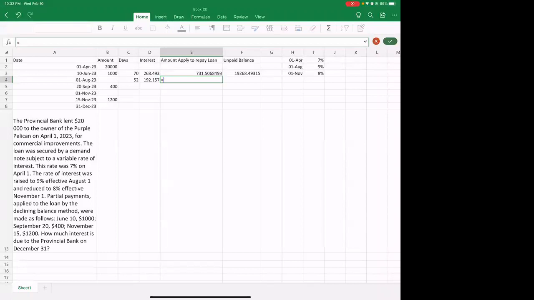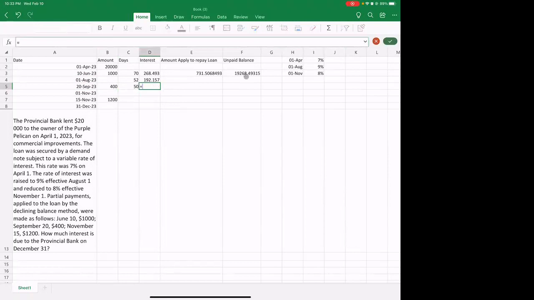August 1st. August 1st to September. Okay, actually I ignored this item because you didn't make a payment on August 1st, so just calculate interest. And next, calculate the days between August 1st and September 20th. So equal to days, September 20 minus August 1st. This is the days. And then the interest.